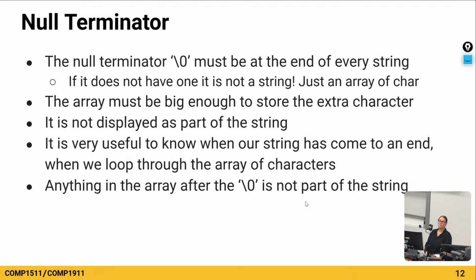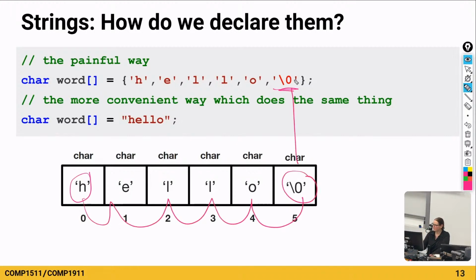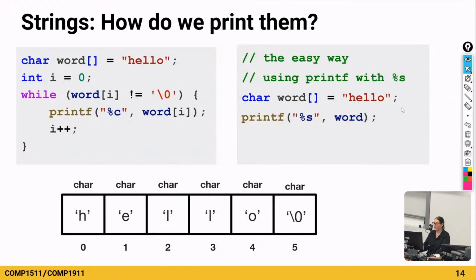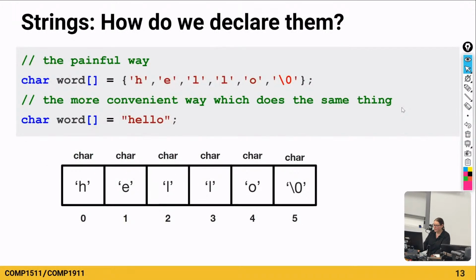It's really useful once we start doing loops throughout our array. We won't know the size of the array, but we'll keep checking: is this element that I'm looking at equal to this null terminator? No. I know I'm not at the end of the string. As I go along, I get to here and I think, is this equal to this null terminator? Yes. And I know that I'm at the end of the string. So it helps us know when we're at the end of the string. Okay, I think I've said all of that.